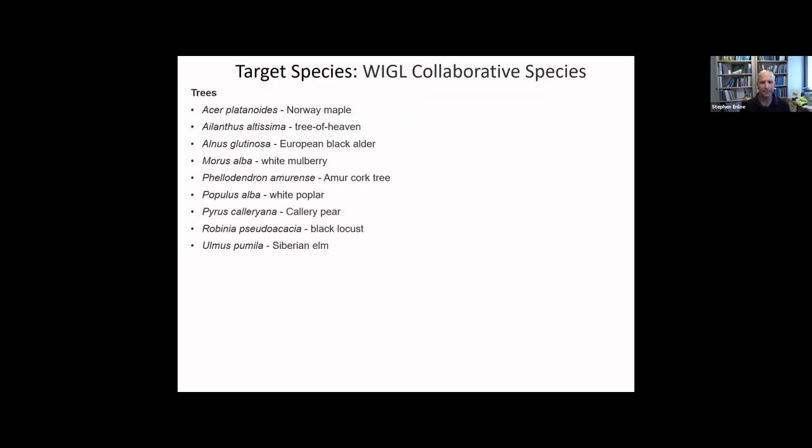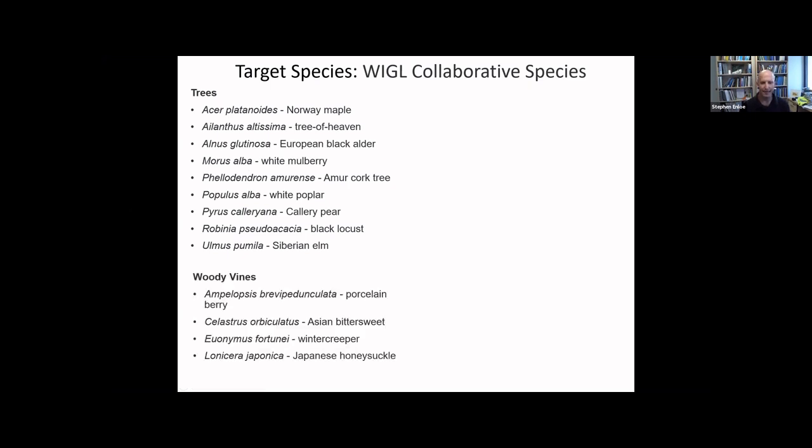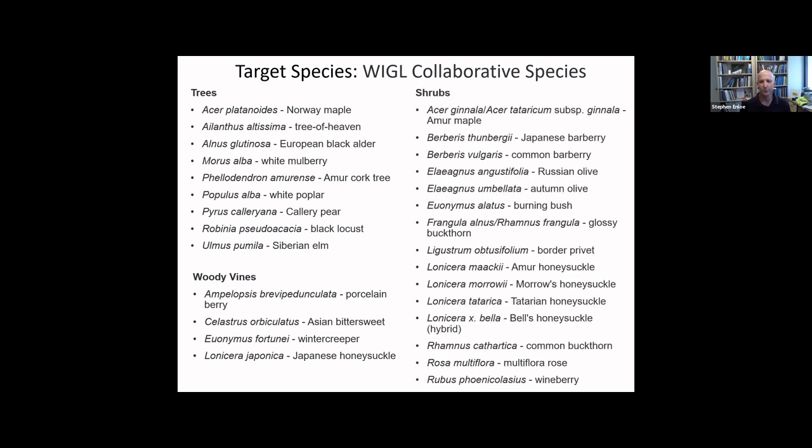So when we think about target species, you've got a suite of trees within the WIGL collaborative, and I love your acronym, by the way. I think it's fantastic. But we've got some real players here, our poster child of Ailanthus altissima, of course, but then a number of other species, Pyrus calleryana and Robinia being two other beasts that a lot of folks really wrestle with. We've got a series of woody vines here, everything from ground cover forming vines all the way to massive, massive tree and wrapping vines. And then finally, a number of shrubs, that break down to the Loniceras, the Elaeagnus, and of course the buckthorn collective there, and then a few others with multiflora rose and linebery. So you've got your work cut out for you here.